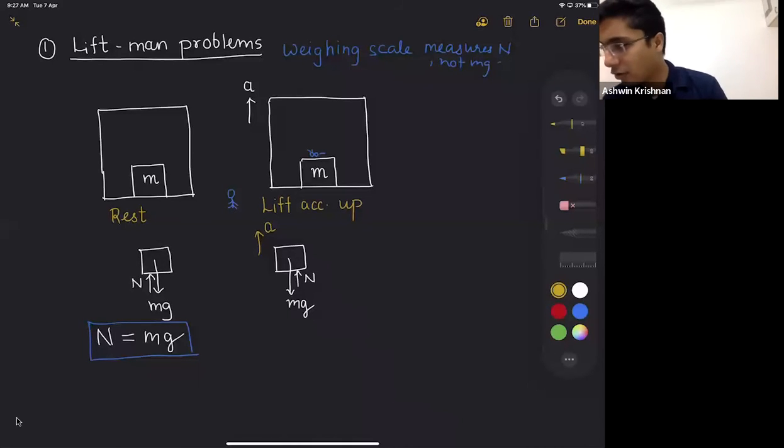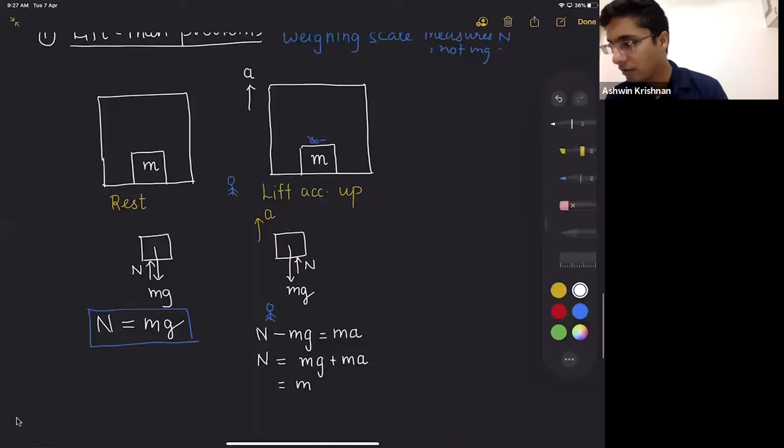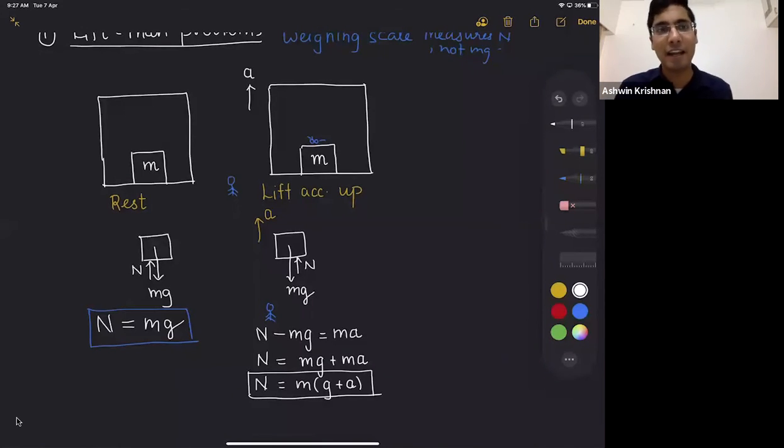So for the person on the ground, what is the equation of motion? The equation of motion is N minus mg equals ma. So N equals mg plus ma. So for the person on the ground, your weight has now increased. That's why things seem to weigh heavier when a lift is moving up.